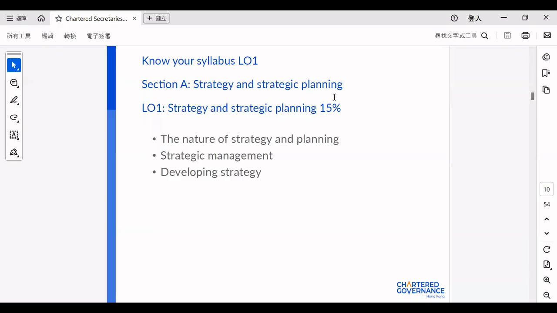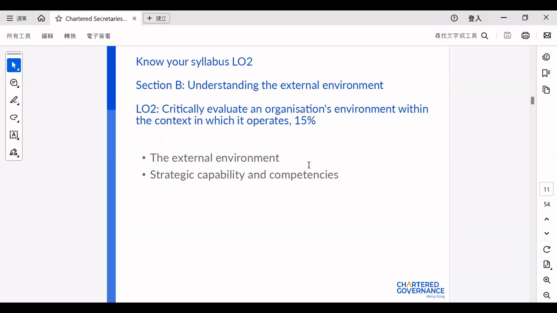Most of the topics or learning outcomes are around 15%, except section 3. So this is section 2, and it's one of the easiest topics. It's about the external environment, and the capacity and the competence of the company. It's 15% by weighting.